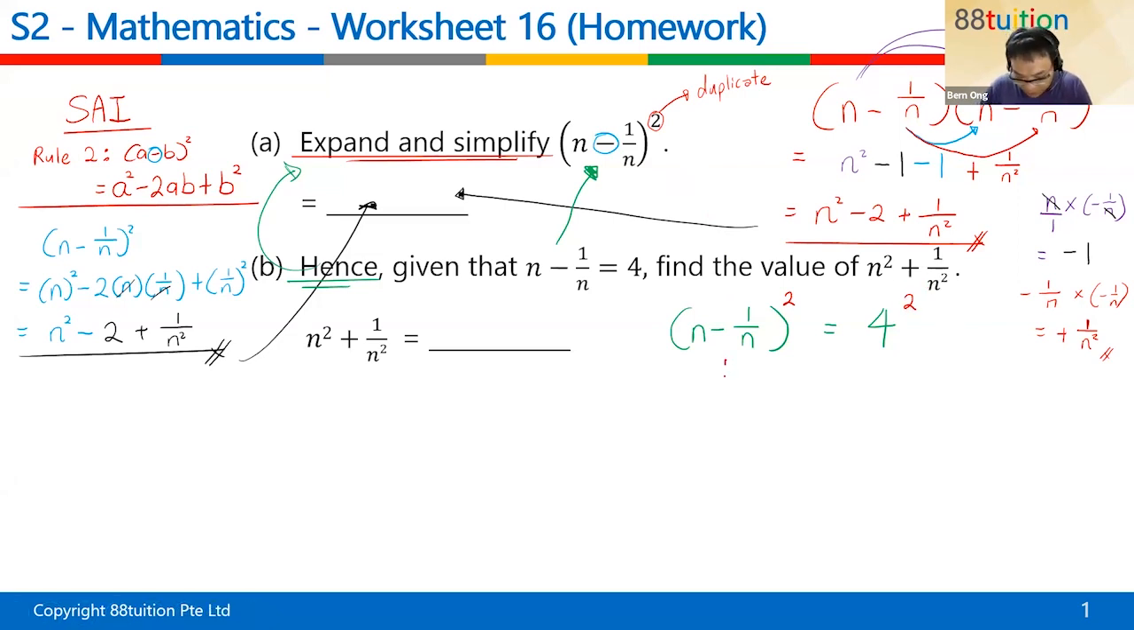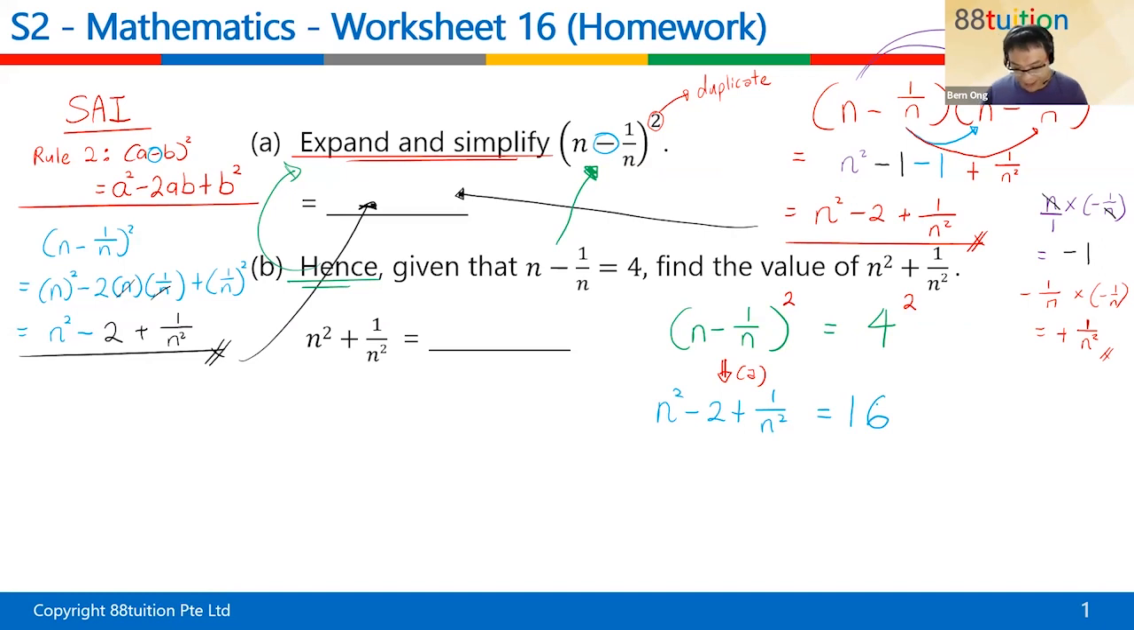And this portion is actually what you see in part A. Did you expand it just now? Yes, I expanded it to get n squared minus 2 plus 1 over n squared. And what is 4 times 4? Please, it's not 8. Press your calculator. 4 times 4 is 16.